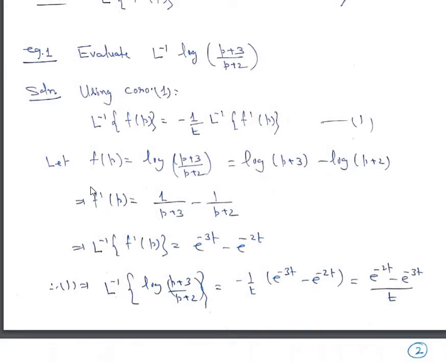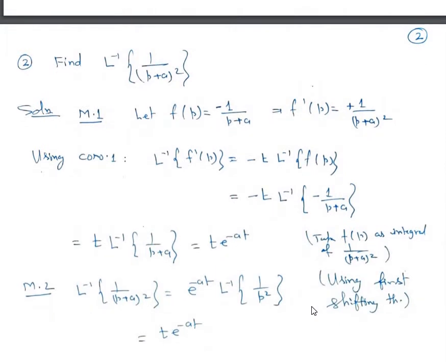So therefore L inverse of F'(p) is e^(-3t) minus e^(-2t). Substitute the value of L inverse of F'(p) in equation number 1. We have L inverse of F(p), that is L inverse of log of (p+3)/(p+2), is equal to -1/t times (e^(-3t) minus e^(-2t)), which is (e^(-2t) minus e^(-3t))/t.